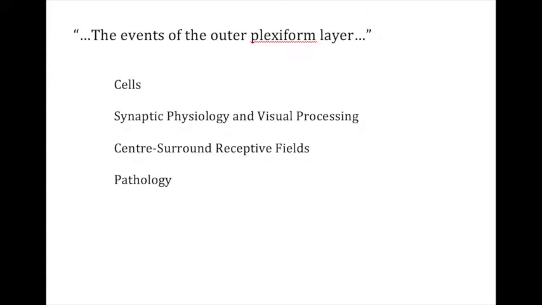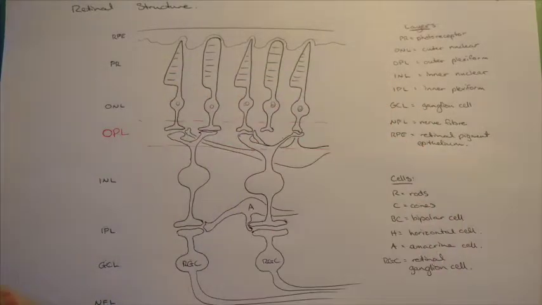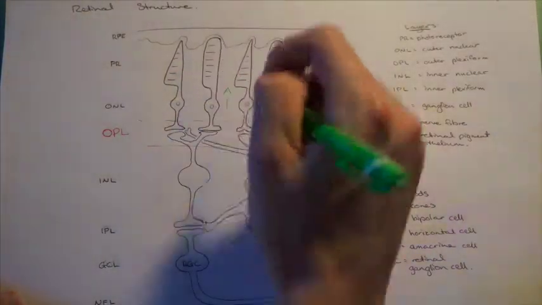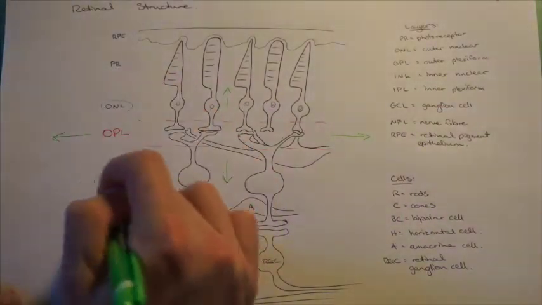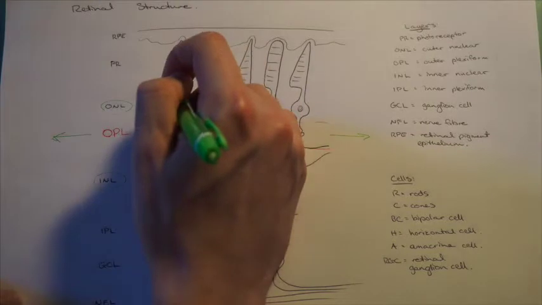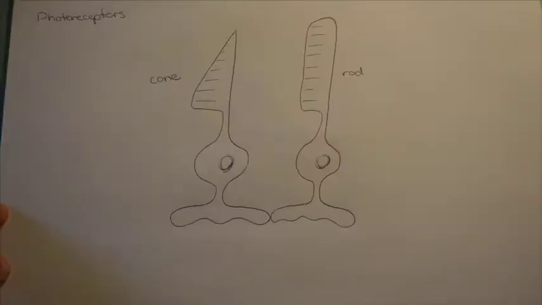Well, welcome everyone to a brief overview of the cells, synapses, receptive fields and pathologies associated with the outer plexiform layer. The outer plexiform layer of the retina allows transmission of visual information vertically towards the retinal output cells as well as laterally to other parts of the retina. It lies between the outer and inner nuclear layers and consists of synapses between photoreceptor, bipolar and horizontal cells.